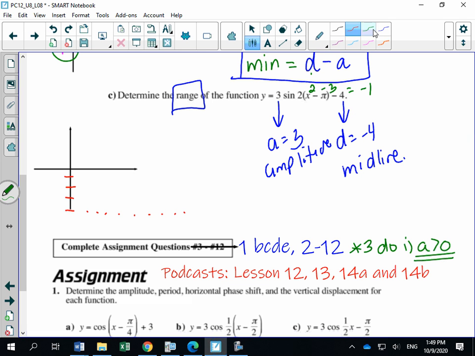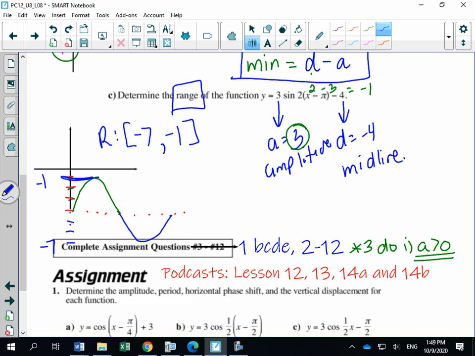I need to have an amplitude of 3. So the amplitude, I'm going to go up 1, 2, 3. The amplitude would go up to there. And then I also have to go 3 in the other direction. 1, 2, 3. So my maximum, I hope you can see this, is -1. And my minimum is -1, -2, -3, -4, -5, -6, -7. So my range of this graph in interval notation: the biggest y value is -1, the smallest y value is -7.